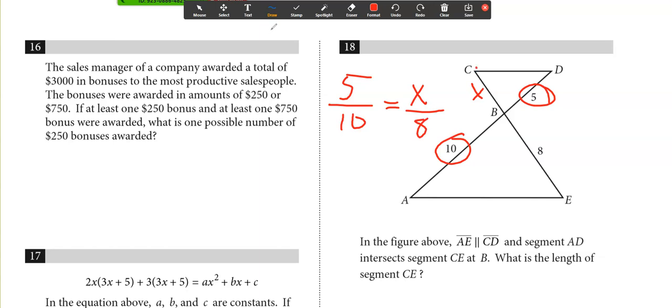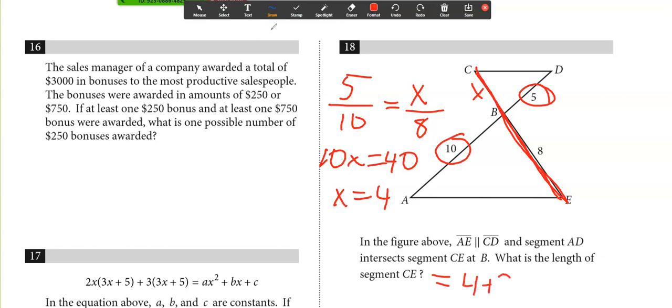Now, keep in mind that they want to know what C to E is. So, even if we can cross multiply this and see that 10x is equal to 40, and so x is equal to 4, we don't want to put 4. What do we want to put? 12. 12. Okay?